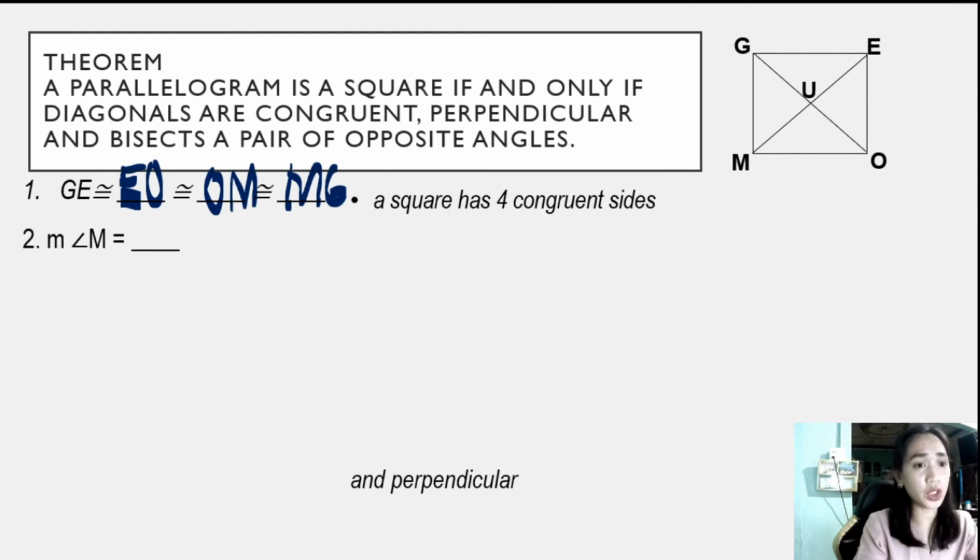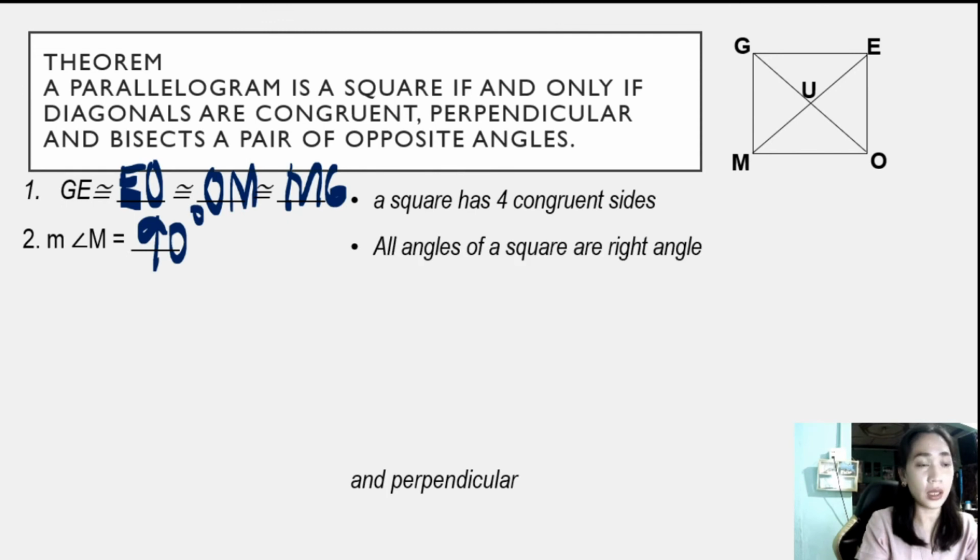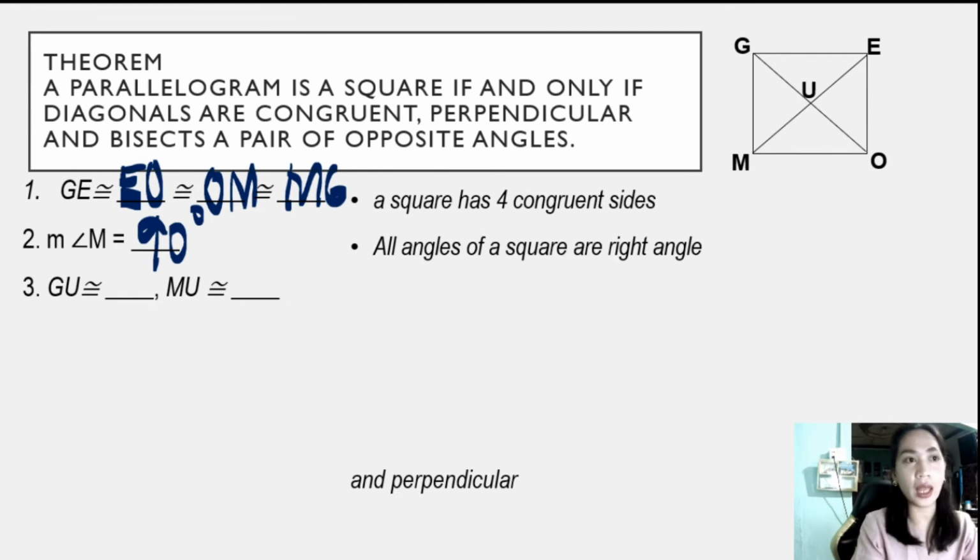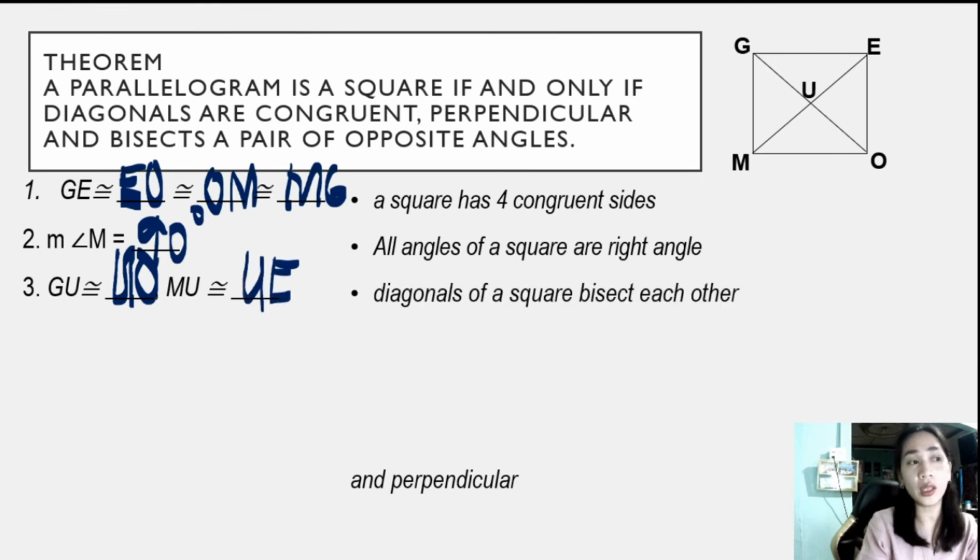Next, the measure of angle M is 90 degrees. The reason: all angles of a square are right angles. All of its measures are 90 degrees, same with angle O, angle E, and angle G. Next, GU is congruent to UO, and MU is congruent to UE. The reason: the diagonals of a square bisect each other, so therefore they are equal.